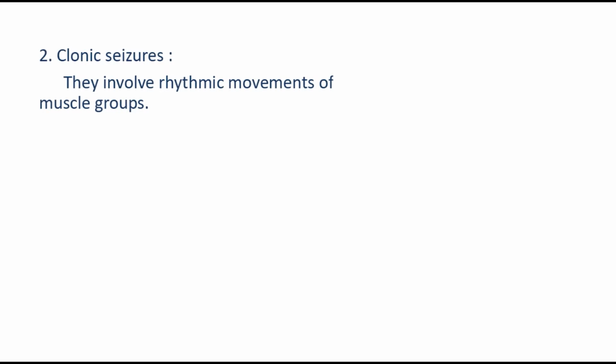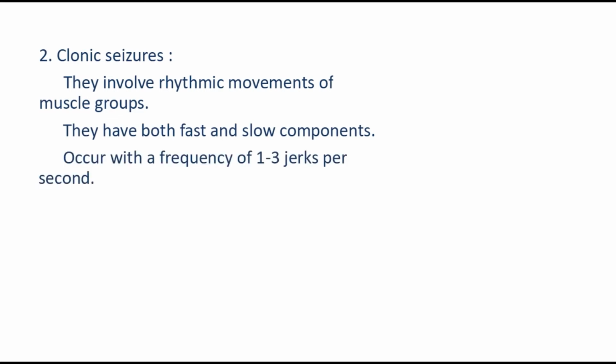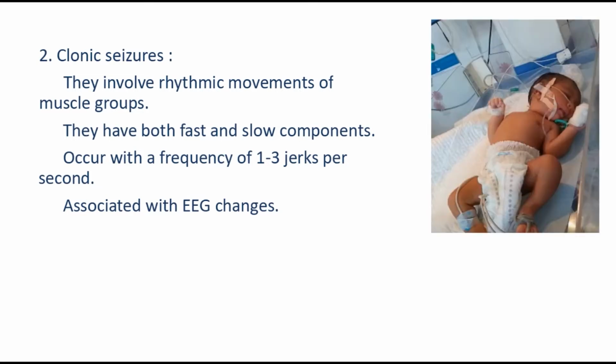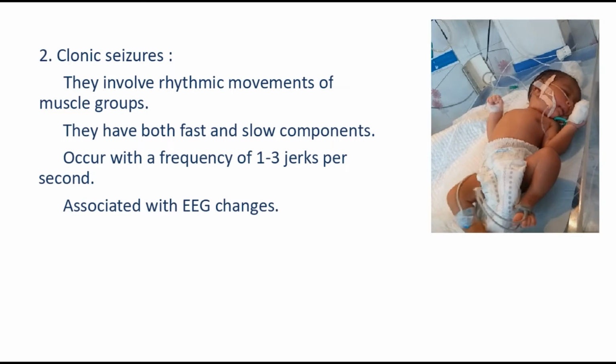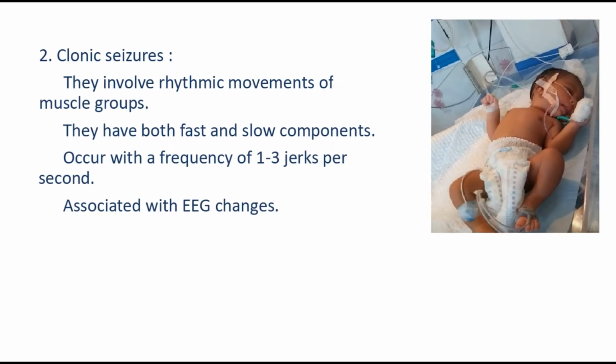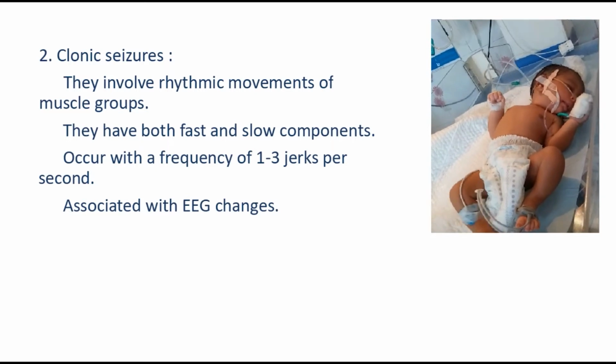Now next one is clonic seizures. First was subtle seizure, second one is clonic seizure. They involve rhythmic movements of muscle groups. They have both fast and slow components, occur with a frequency of 1 to 3 jerks per second or 1 to 3 hertz, and are associated with EEG changes. You can see in this picture how the clonic seizure looks. This is focal neonatal clonic seizure. You can see one side of the body.